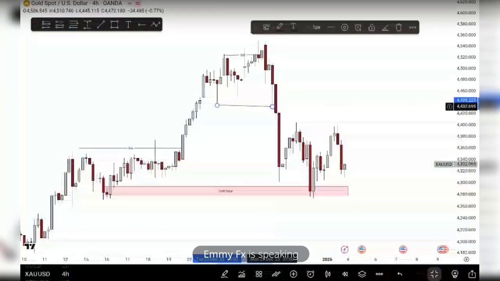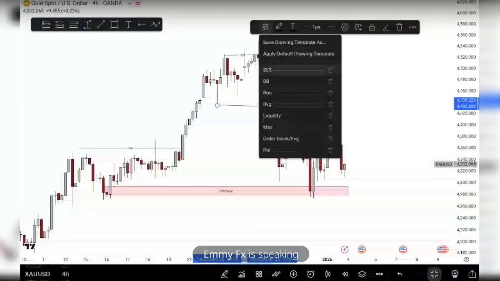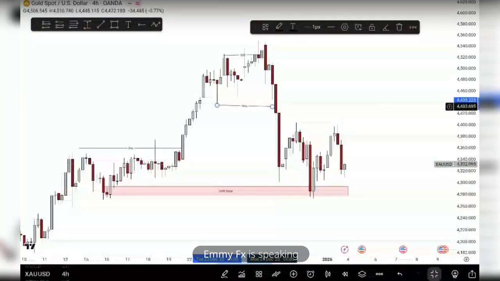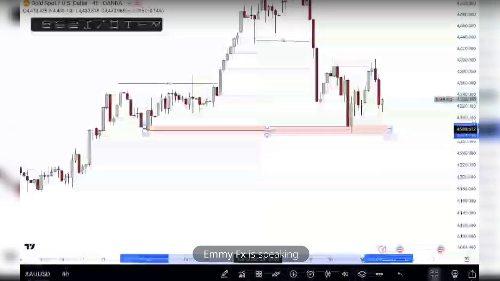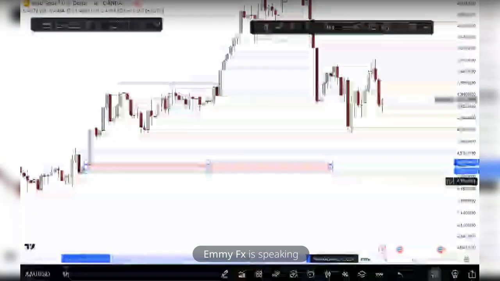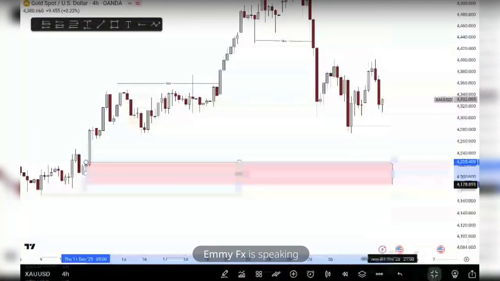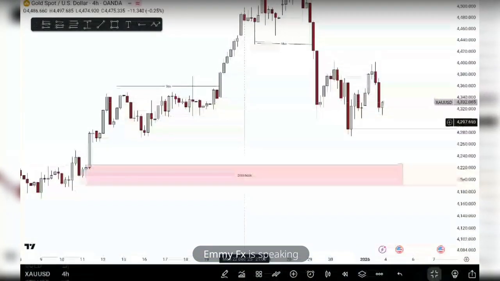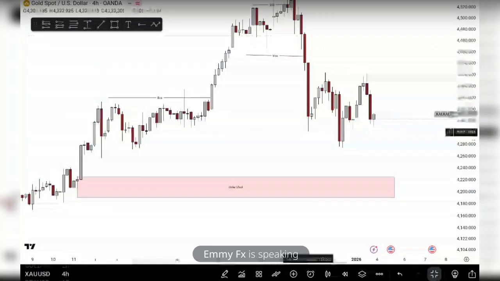After the liquidity is taken out, we have what I'll call a market structure shift to the downside. After the market structure shift to the downside, we also have another break of structure. This shows our price has already changed trend to the downside, and if we want to look, we're going to look from here. It is going to be the valid block to take price to the upside.